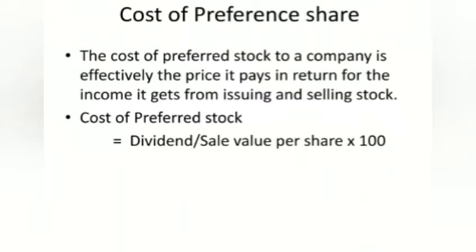Cost of preference share. The cost of preferred stock to a company is effectively the price it pays in return for the income it gets from issuing and selling stock. The formula of calculating cost of preferred stock equal to dividend divided by sale value per share into 100.